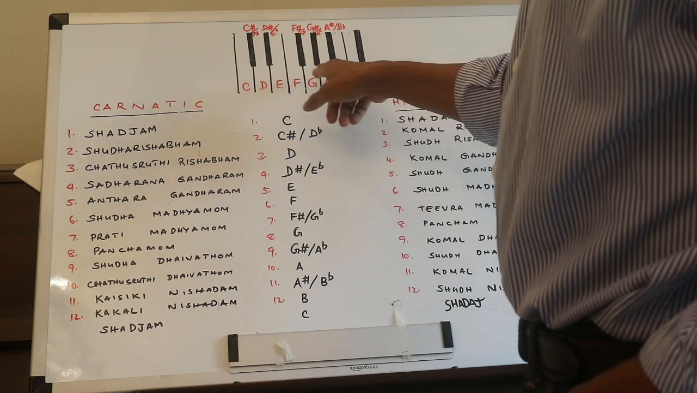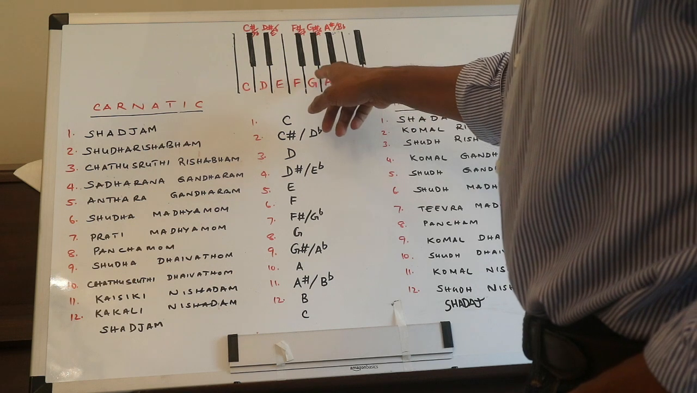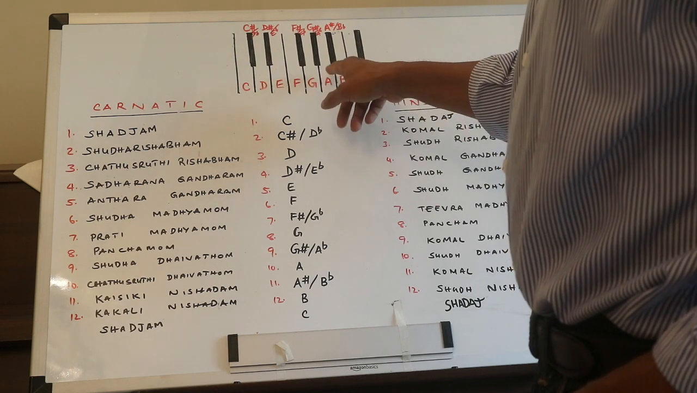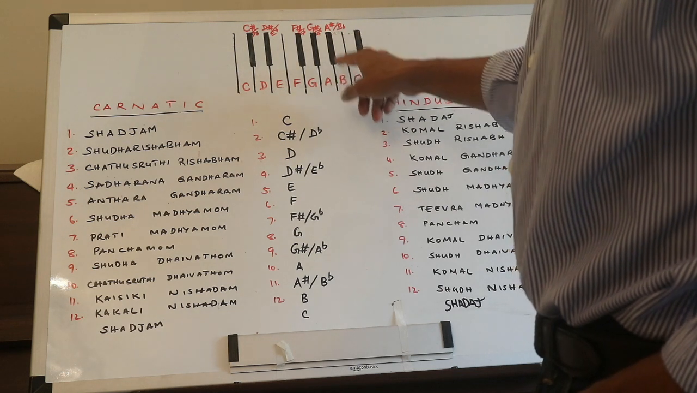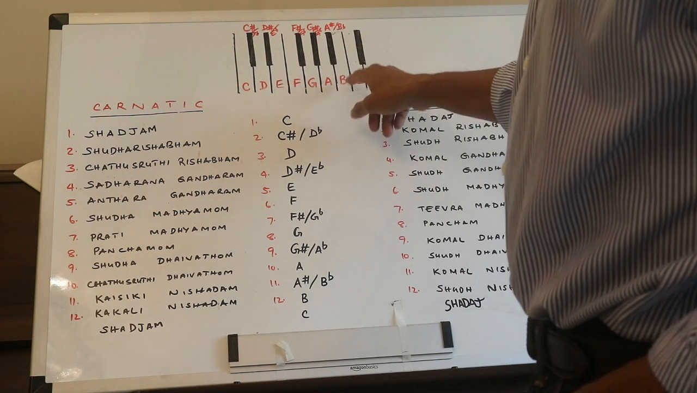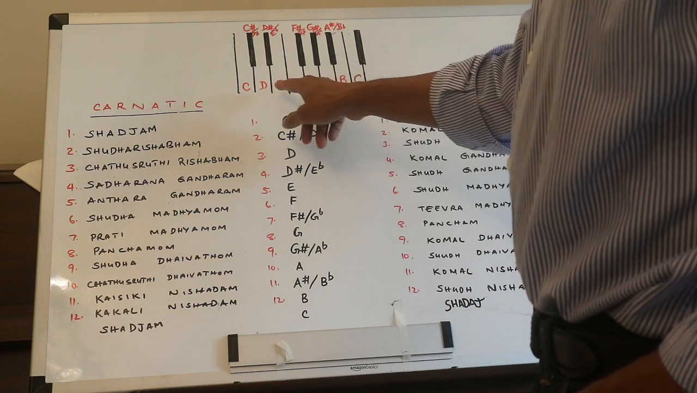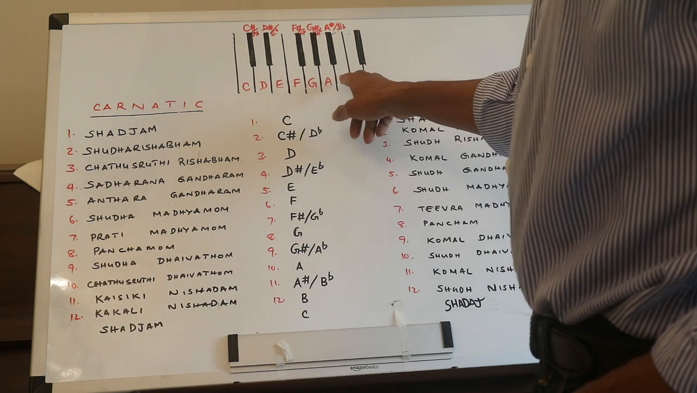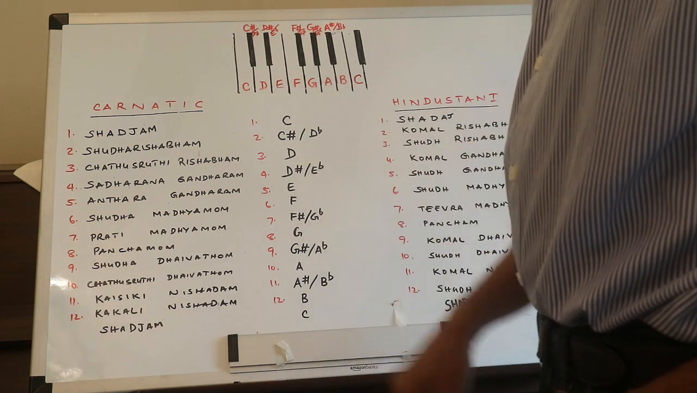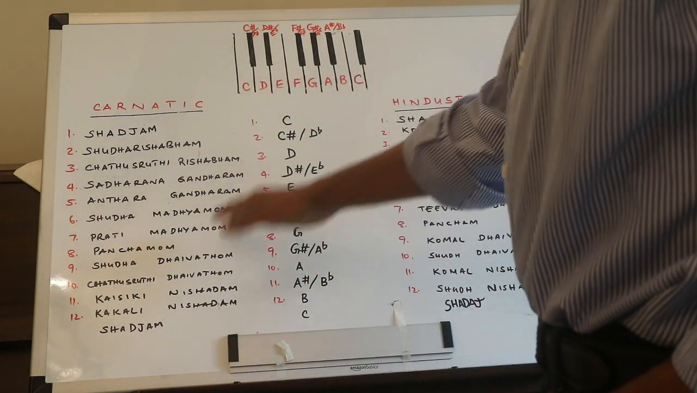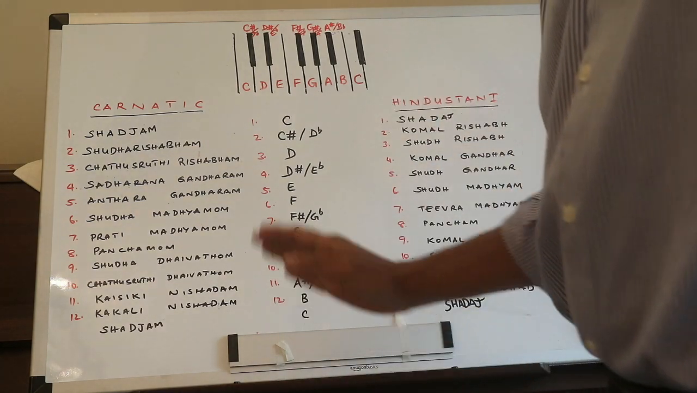So C, D, E, F, G. Then we have A and B. Then we have C again. So G, G sharp or A flat. Then A, A sharp. A sharp can also be called B flat. And then we come to C. So C, D, E, F, G, A, B. So 1, 2, 3, 4, 5, 6, 7. And then plus these 5 black notes forms the 12 notes. So I've written them with the numbers, so you can see the equivalent and corresponding notes.